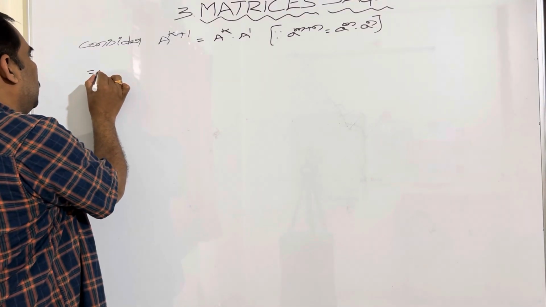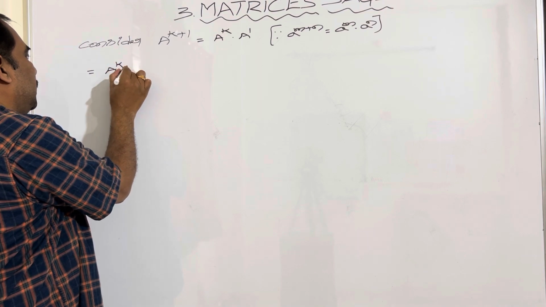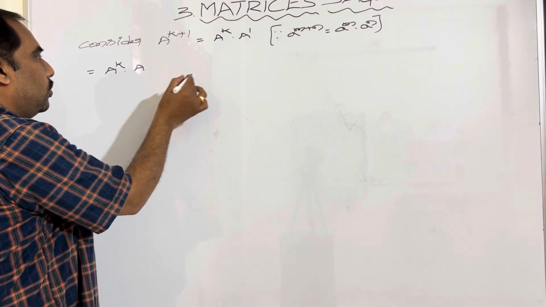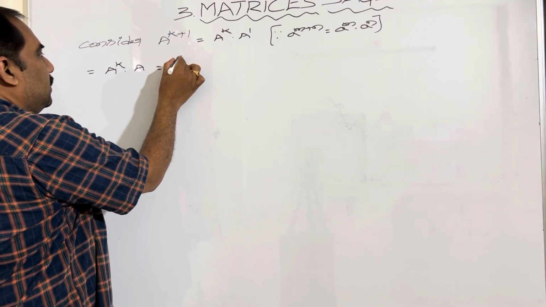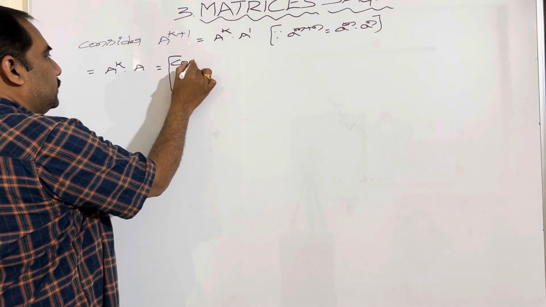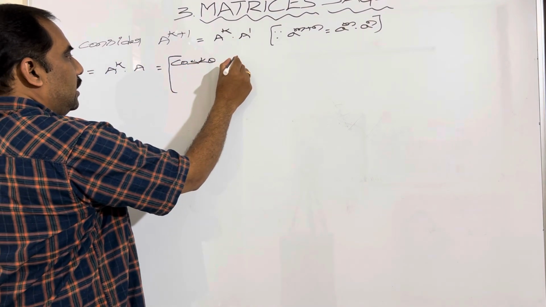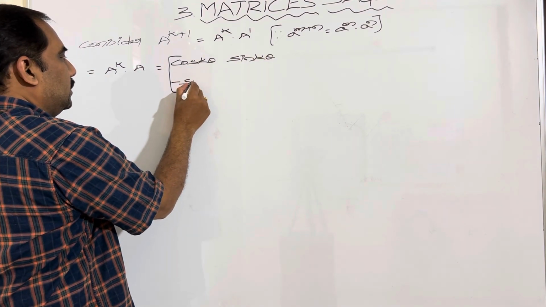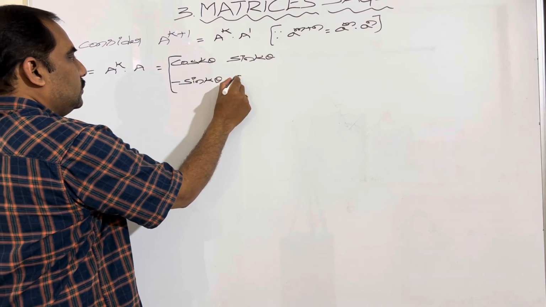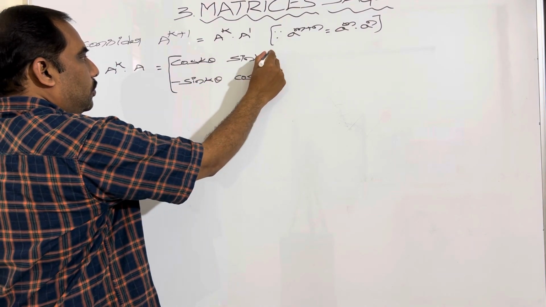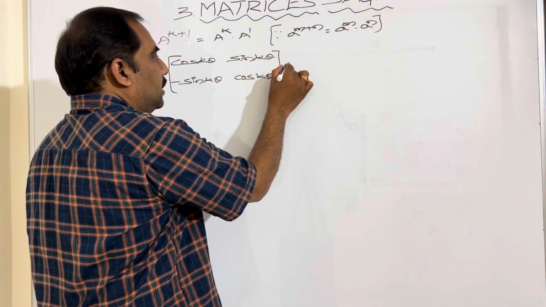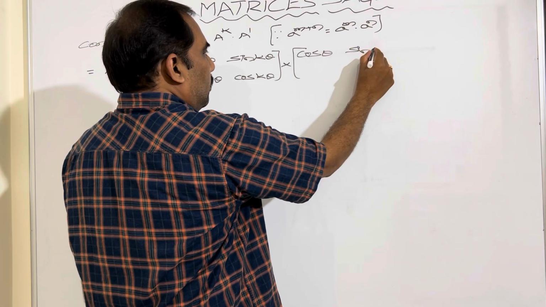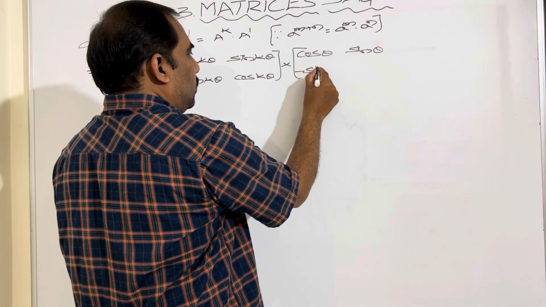See here, A to the power of k is a matrix, and A to the power of 1 is also the matrix A. So both we have to multiply here. We have the A to the power of k matrix as cos k theta, sin k theta, minus sin k theta, cos k theta, already considered in step 2, into the matrix A, which is cos theta, sin theta, minus sin theta, and so on in the second row.